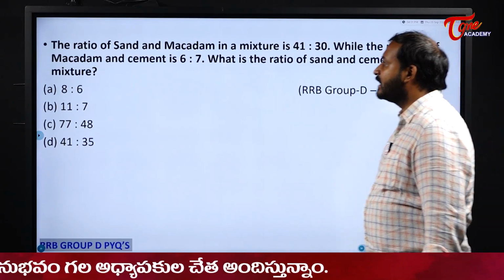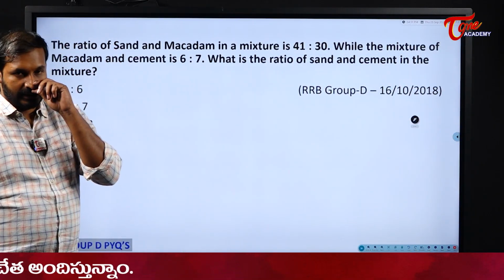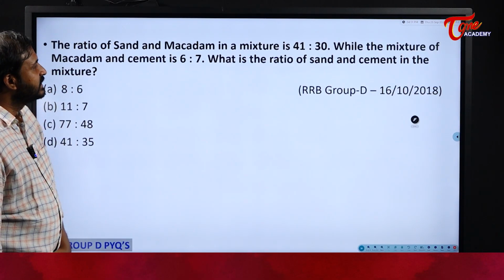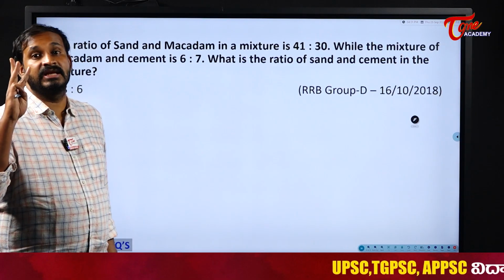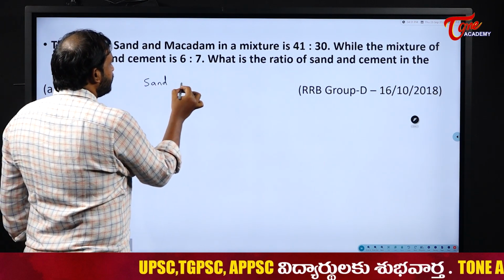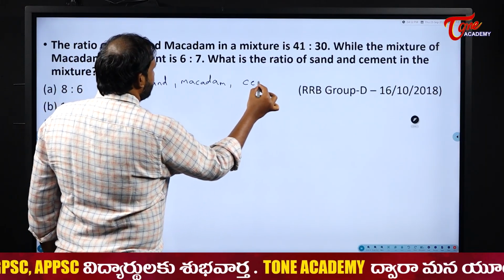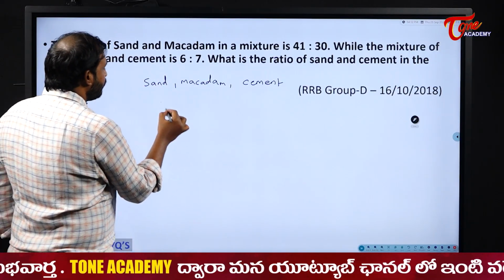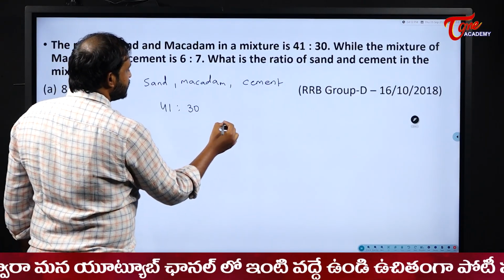Next one. The ratio of sand and macadam in a mixture is 41:30, while the mixture of macadam and cement is 6:7. What is the ratio of sand and cement in the mixture? There is a mixture which contains three elements. The first one is sand, second one is macadam, and the third one is cement. Okay, three elements are there. The ratio between sand and macadam is 41:30. And the ratio between macadam and cement is 6:7.